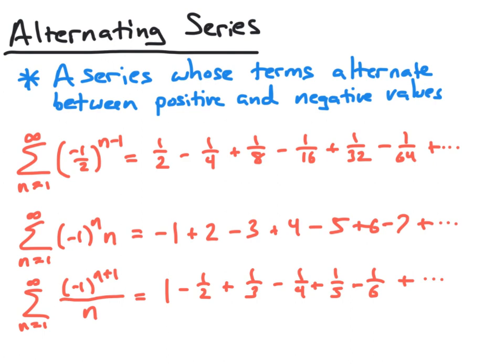In the first example, we could always break -1/2 up into -1 over 2 and raise each of those individually to the n minus 1 power. And so we could think of that as (-1)^(n-1) divided by 2^(n-1). And then the 2^(n-1) in the denominator is a positive term.